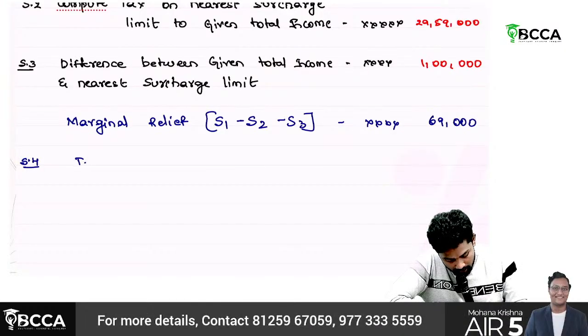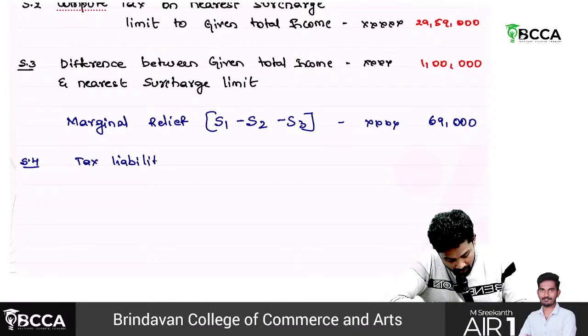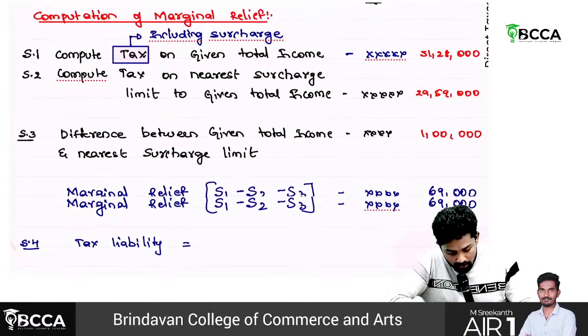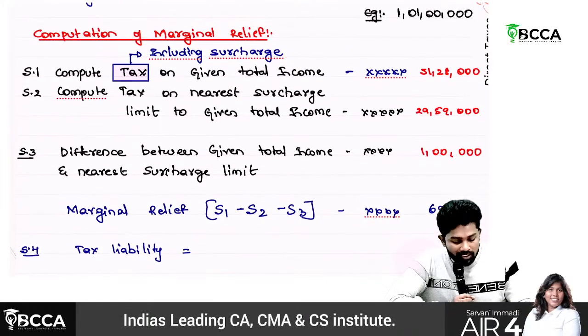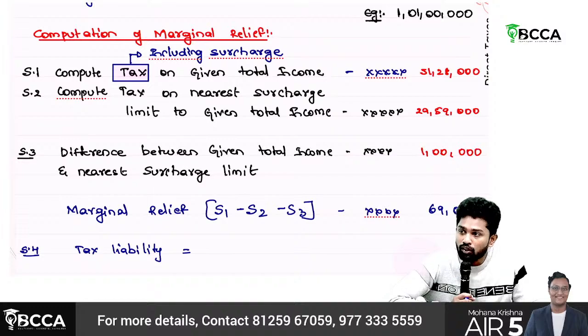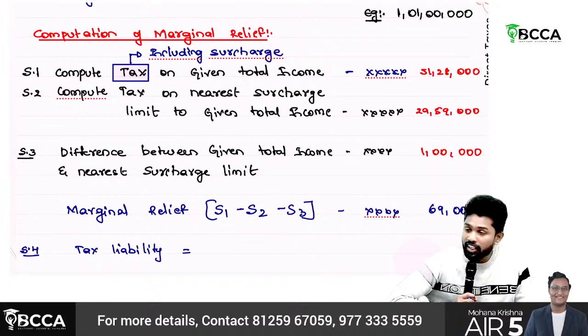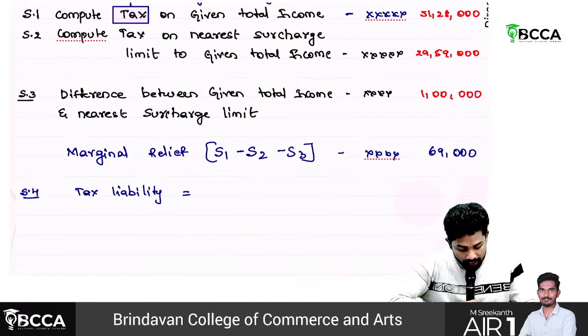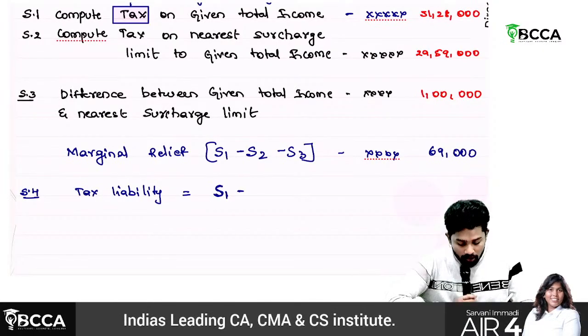Step 4. Tax liability equals... what is the tax liability? What is the given total income for us, on which we need to calculate tax? 1 crore 1 lakh. That we already calculated in step 1. So tax liability equals step 1 minus marginal relief.